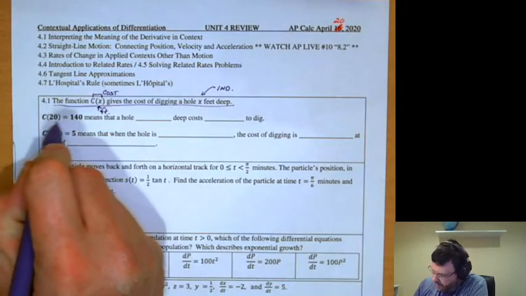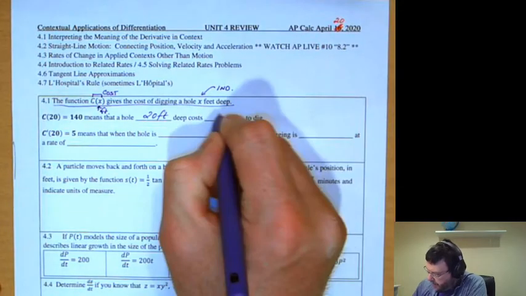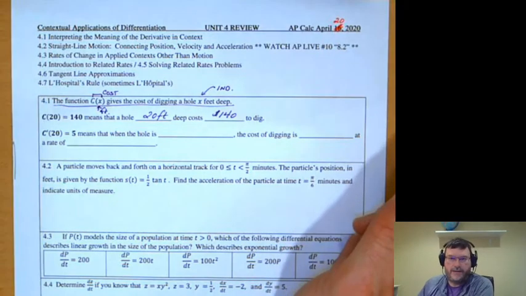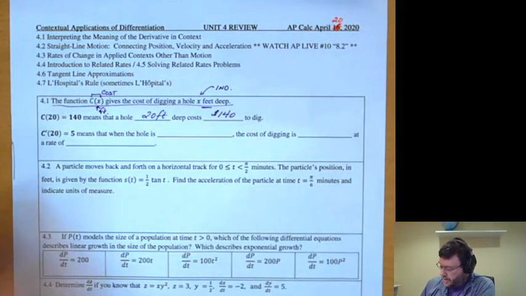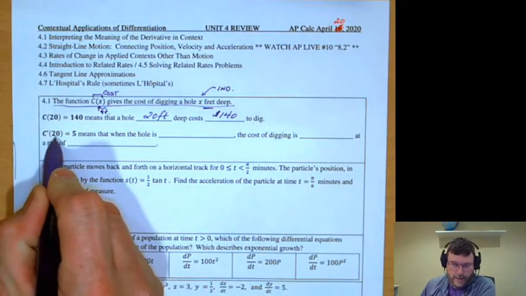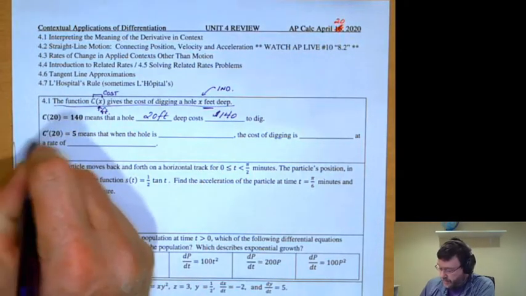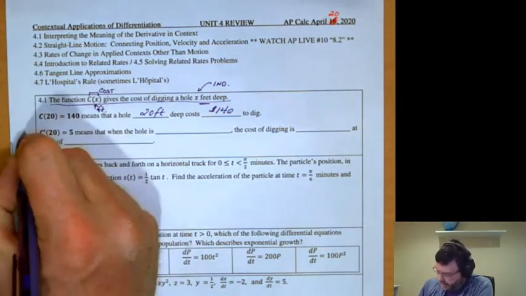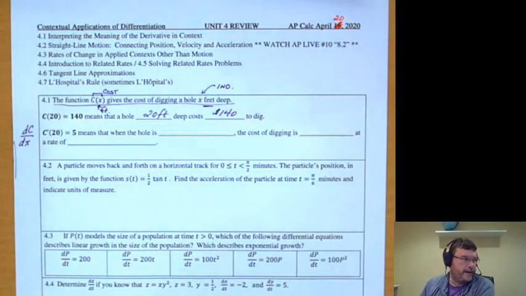So C of 20 is equal to 140 means that a hole 20 feet deep costs $140 to dig. Making sure that we understand units in this case, money is the cost usually, and x is in this case feet. So when I see C prime of 20 is equal to 5, I know that C prime is a slope. This is your derivative, so that is your slope. That is a rate of change.